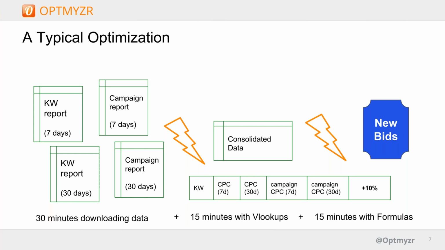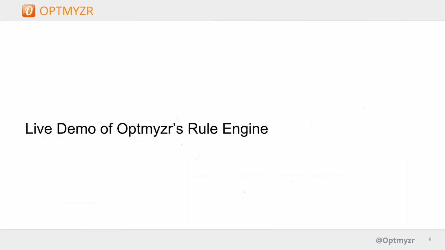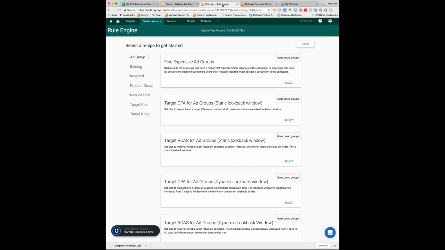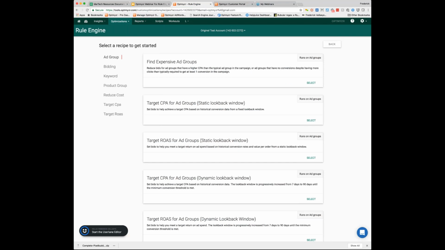So that's kind of all a bit of a waste of time. So that's why we came up with the rule engine. So let me go out of presentation mode here, and we'll switch into the Optmyzr rule engine. Okay, so if anyone is not able to see this portion, go ahead and let me know in the question section, but it looks on my end like we're now looking at the rule engine.